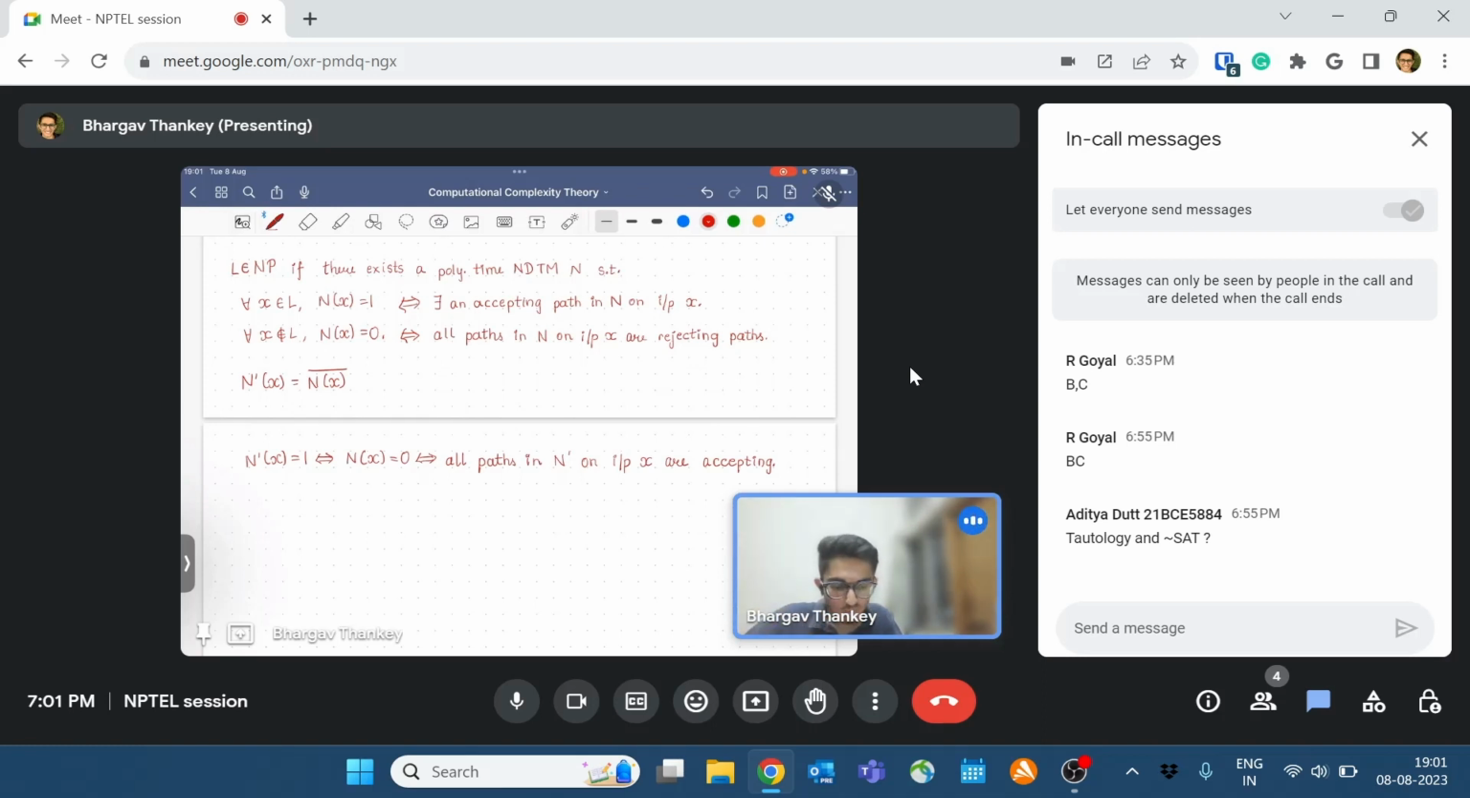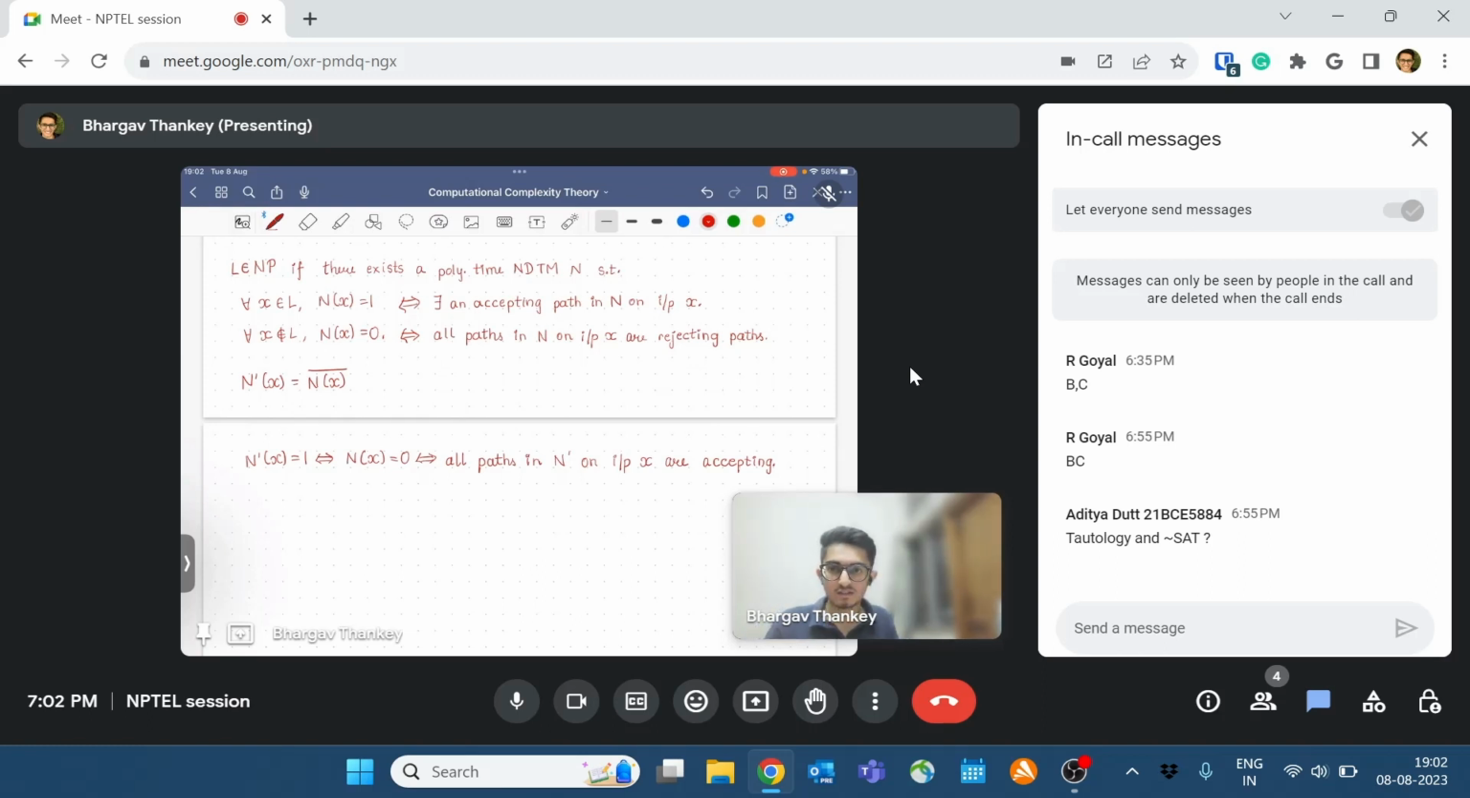But for NP, what we need is a much weaker condition: there exists an accepting path. So if you want to show that L is in NP, it is completely fine if some path rejects. As long as one path accepts, you must accept. But what N prime is doing is not that, right? I see.